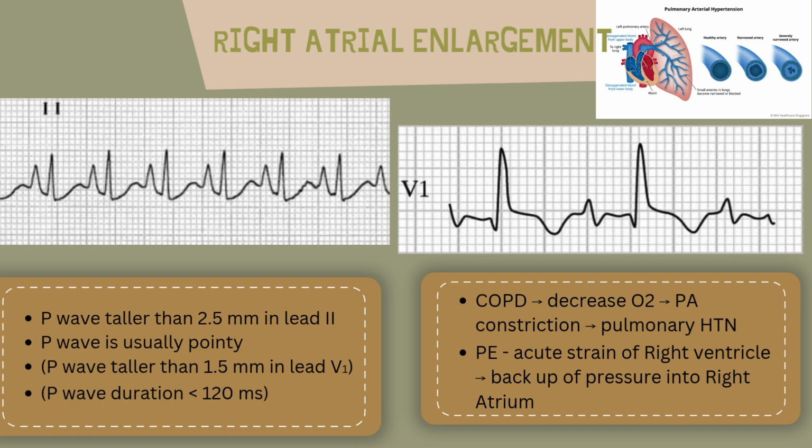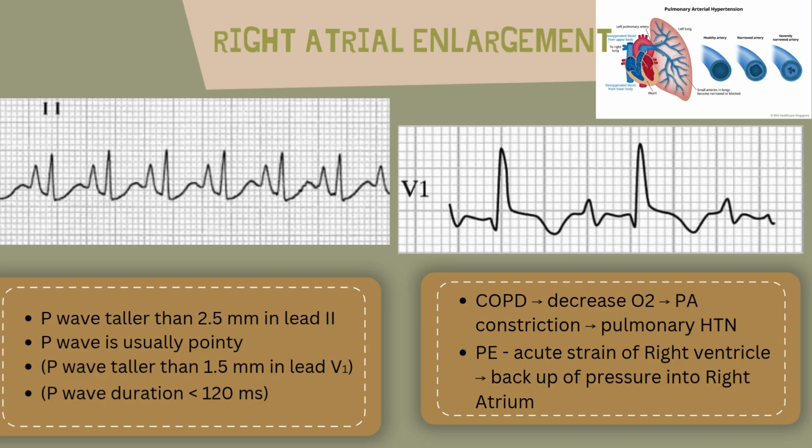You can also see this in an acute situation like a pulmonary embolism, and here a large clot suddenly blocks blood flow and it causes a spike in pressure. The right ventricle strains to overcome it. It pushes against that pressure, and that pressure again backs up into the right atrium, and the right atrium dilates in response, but this is an acute right-sided strain.